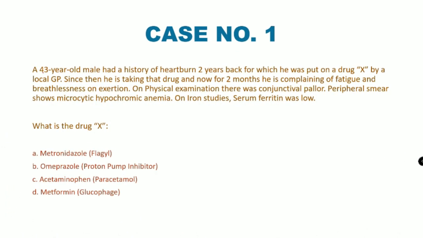Scenario number one, a 43-year-old male had a history of heartburn 2 years back, for which he was put on a drug X by a local general practitioner. Since then he is taking that drug, and now for 2 months he is complaining of fatigue and breathlessness on exertion. On physical examination, conjunctival pallor is positive and peripheral smear shows microcytic hypochromic anemia. On iron study, serum ferritin is low.